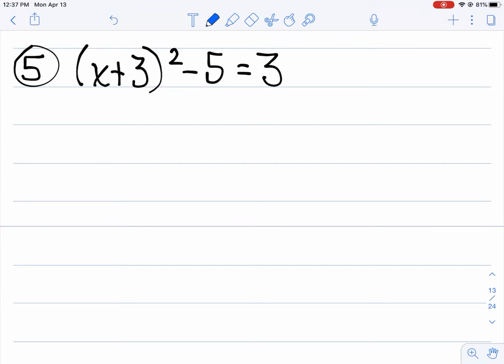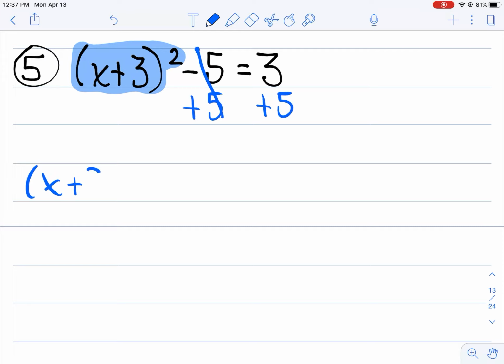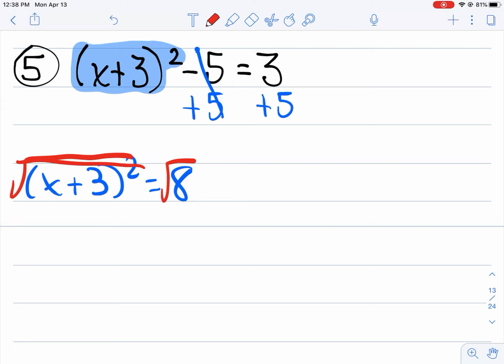Okay, so now you've had a chance to work it. You can check my work and see how we are. I'm going to isolate, again, this quantity, because this quantity is squared. I'm going to do that by adding 5 to each side. Those cancel out. So I'm left with x plus 3 quantity squared equals 8. Do your square roots. They cancel out there. So now I have x plus 3 equals plus or minus the square root of 8.